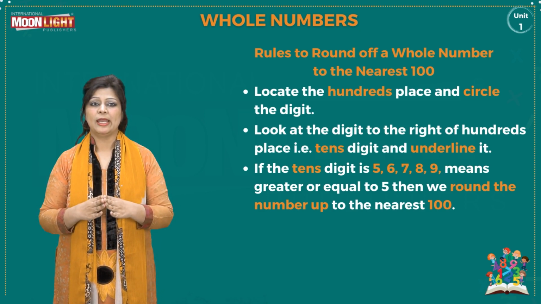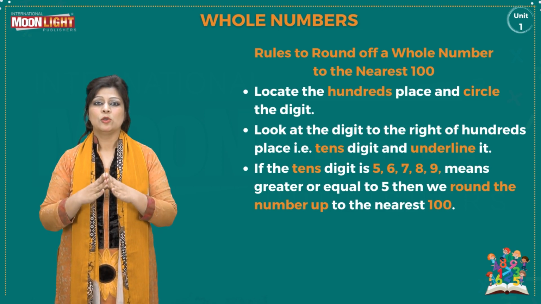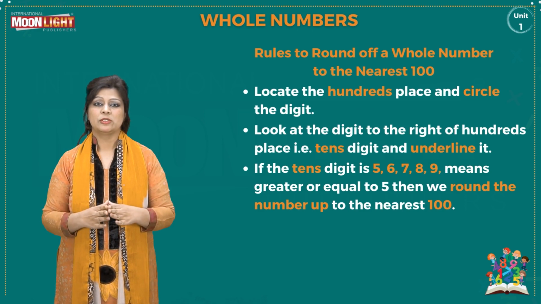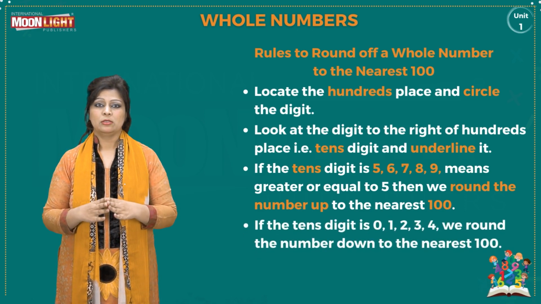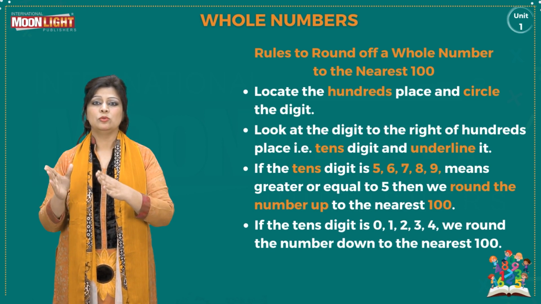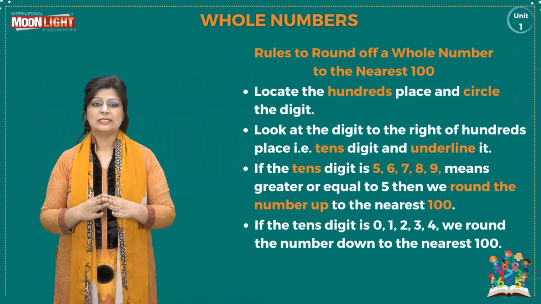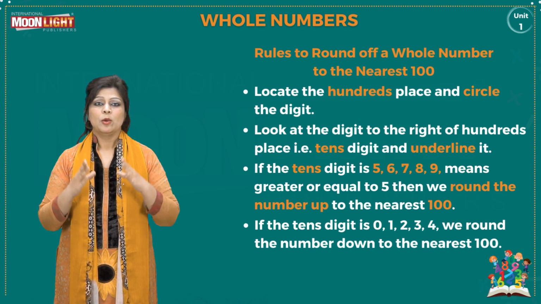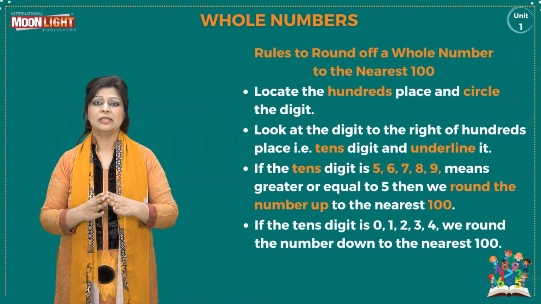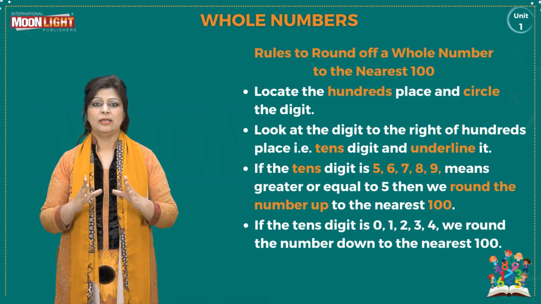And you already know that in 100 there are how many zeros? 2 zeros. So in the answer we must have 2 zeros. Rule number 4. If the 10th digit is 0, 1, 2, 3, 4, or less than 5, in other words, we round down the number to the nearest 100. Remember this one, round up and down.